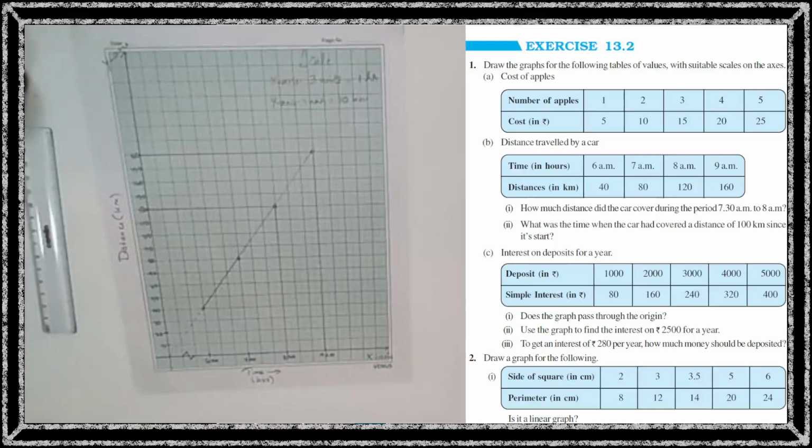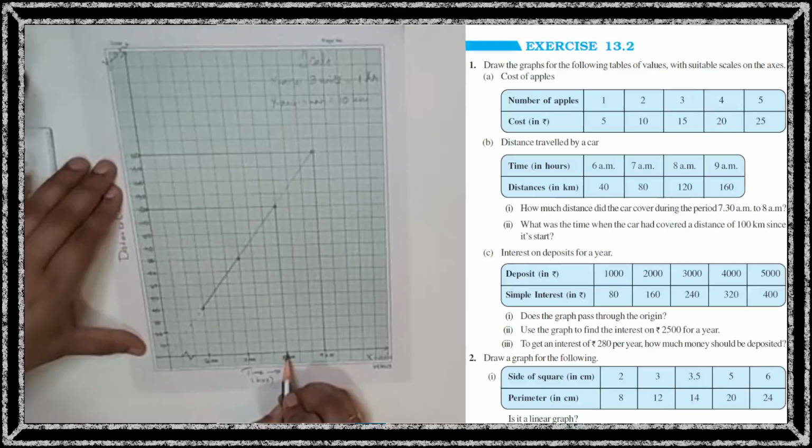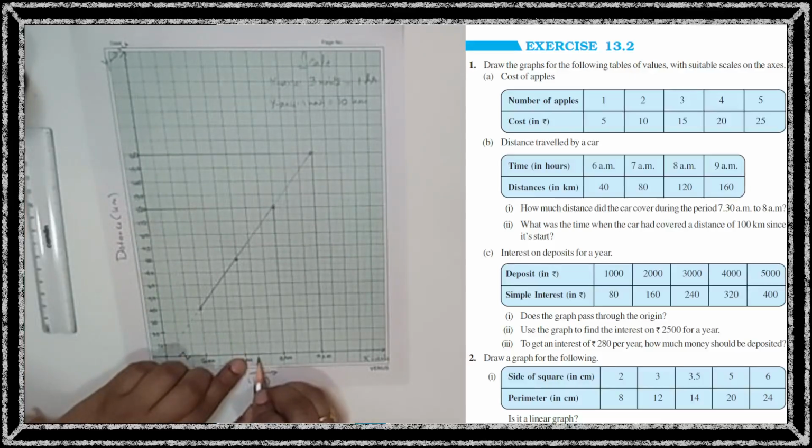Now in the second question, they're asking how much distance the car covered during the period 7:30 to 8 a.m. Here I have taken 3 blocks. So 7:30 is going to be the midpoint of the middle block over here. So this is 7:30, right?